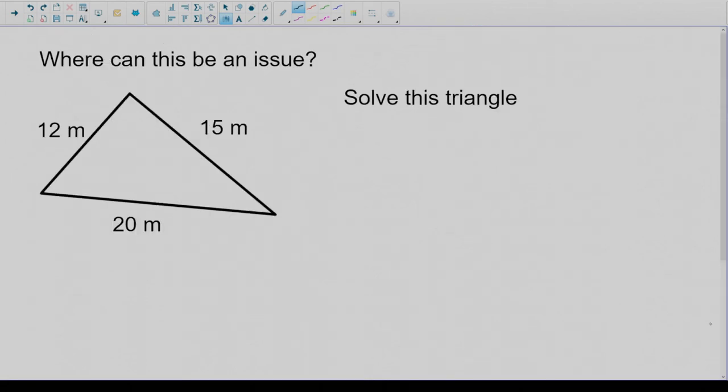Now, where can this be an issue? And I had talked about this earlier, that I would come back to this. We haven't seen the cosine law yet, but you have seen it last year. It was something you saw or should have seen in grade 10. This triangle would be a cosine law scenario. Okay, now if I asked you to solve this triangle, the first thing you would do is use the cosine law to find one of the angles. So let's say you find this angle here.